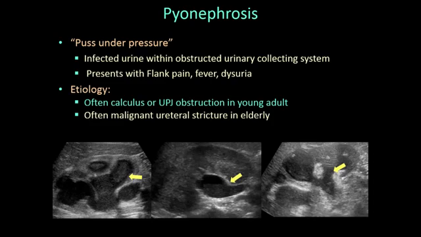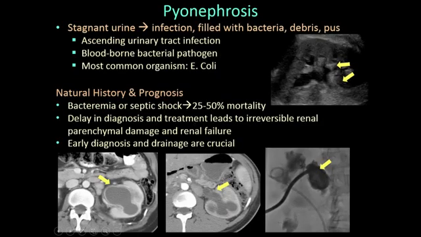So it's a big problem where you have pus now that's in an obstructive system that needs to be quickly taken care of by a stent placement. Typically in the older patient, it's either a malignant stricture that's causing the obstruction, or if there is a big stone that is resulting in the obstruction.